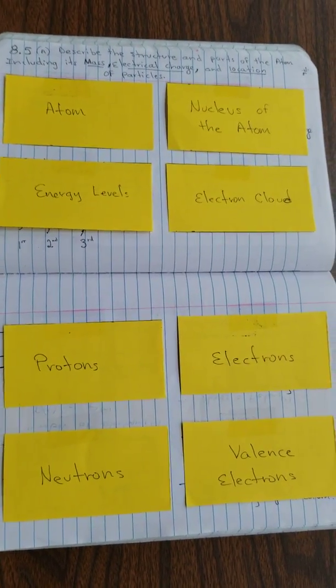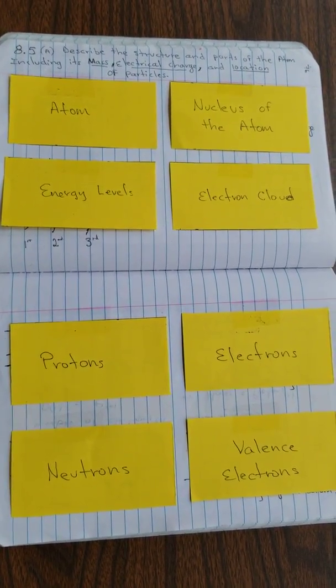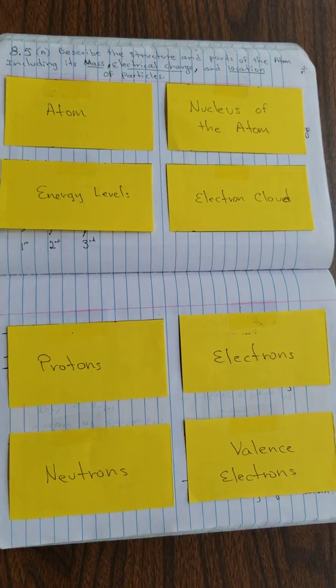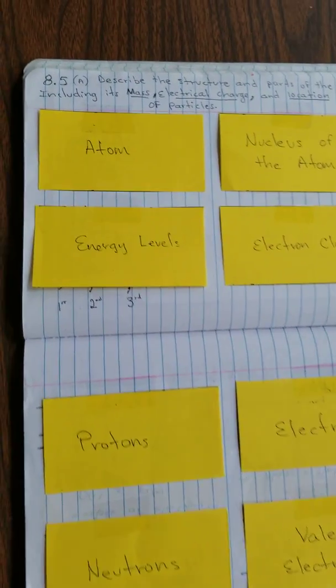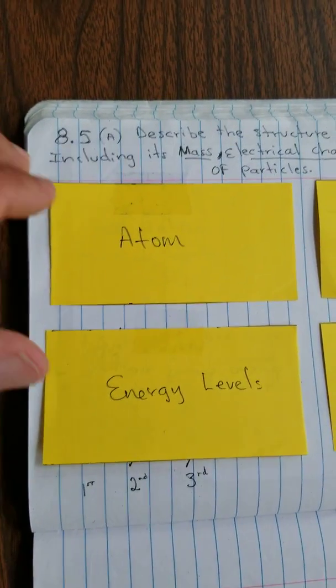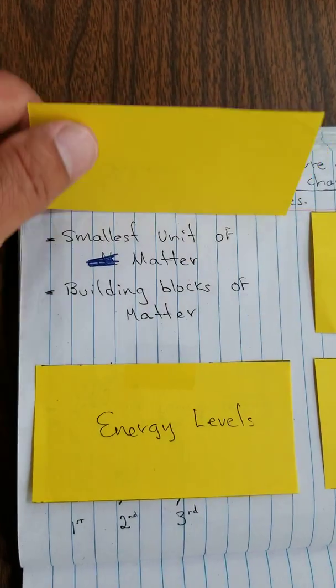Hello everyone, these are the vocabulary words that you're going to be writing, or the definitions you're going to have to be writing in your composition books for homework. We are going to start with the very first one, which is the atom. So I'm going to zoom in so you guys can see the information here.